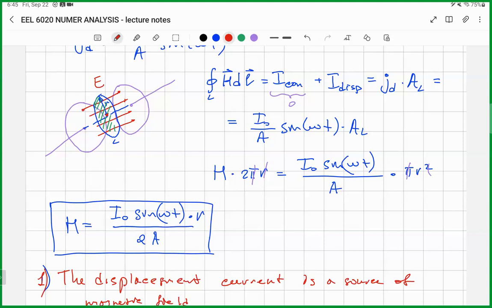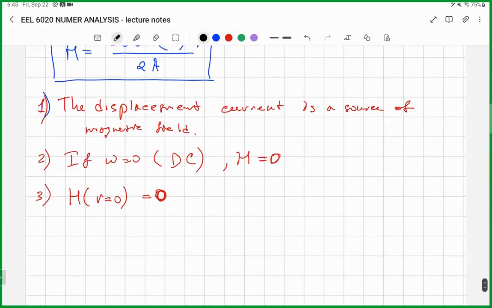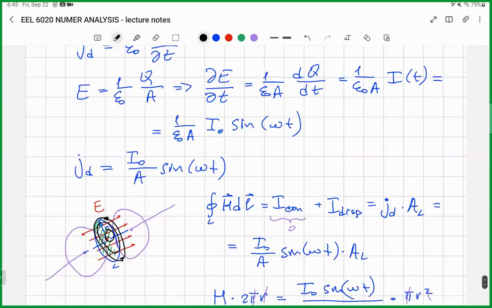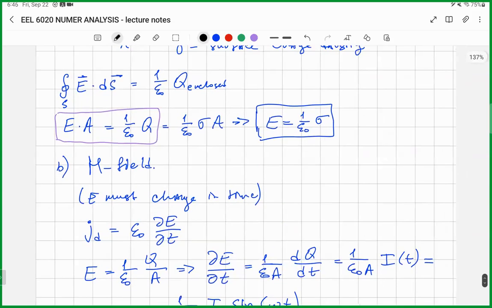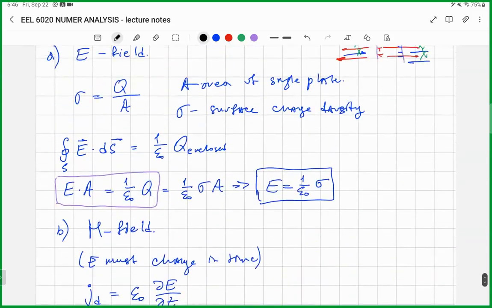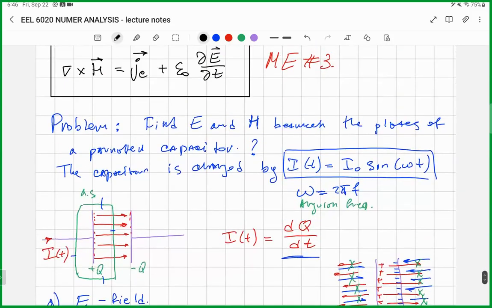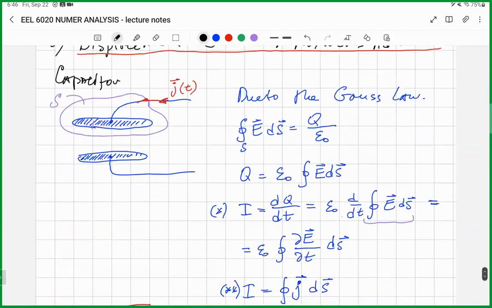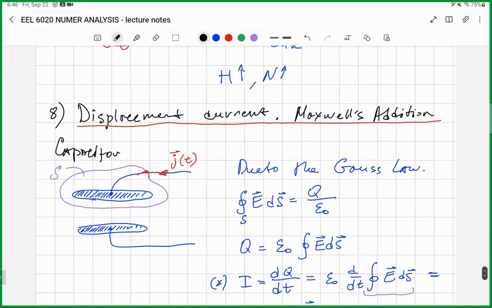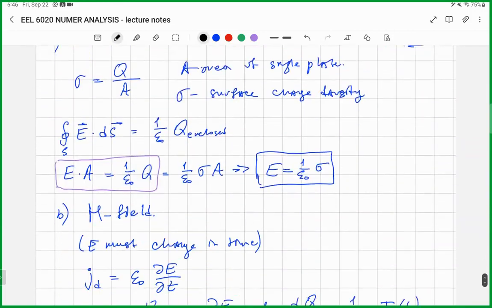And I conclude that for this case, the magnetic field is supposed to be like a circle oriented, right? So like this. This would be the lines of magnetic field inside, and zero in the center. So you see, using the Gauss law and the Ampere's law, it's pretty easy to analyze problems like this. Okay, so this was point number eight. So let's go to point number nine now.